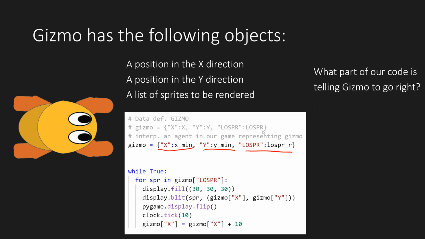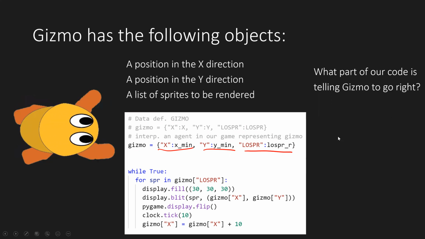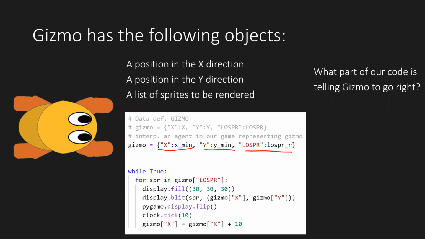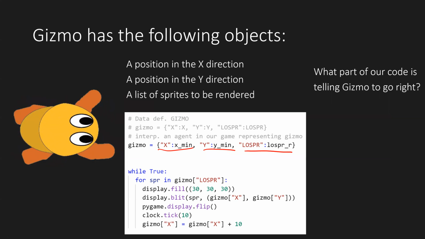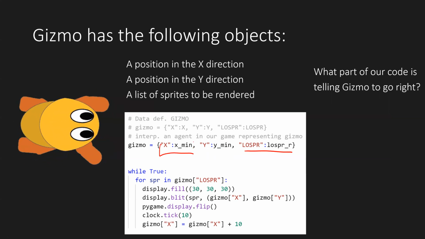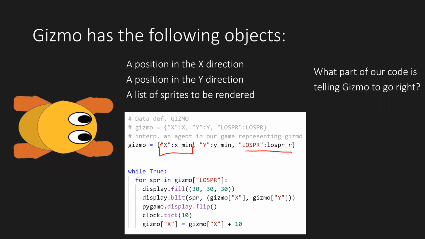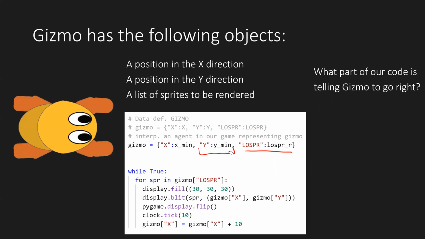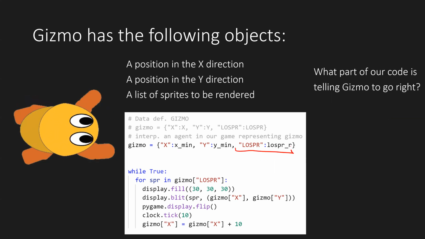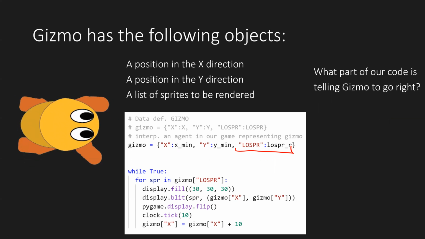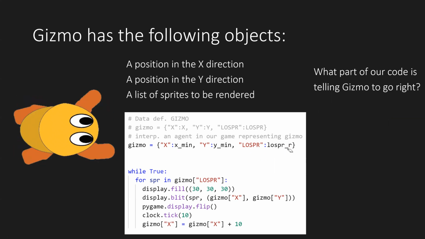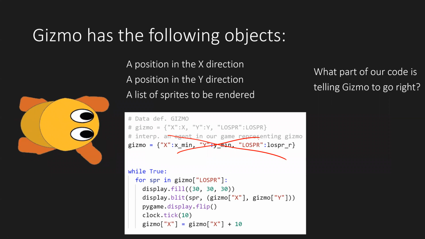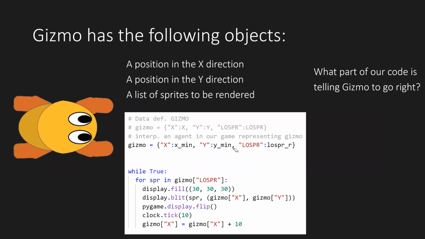So we know intuitively that has something to do with X because it's the direction from left to right. But then it turns out that none of these definitions is really telling us that Gizmo is going to the right, because X, this one right here, just tells us where Gizmo is relative to the X position. Same with Y. And the list of sprites is simply telling us which series of animations to render. So none of these three is currently giving us information that Gizmo is going to the right.